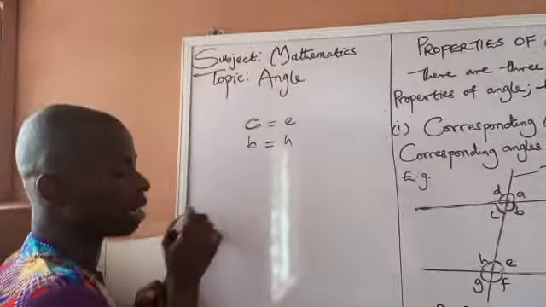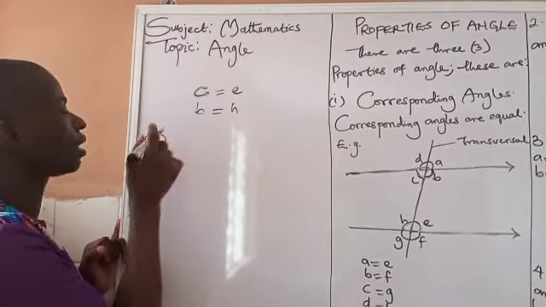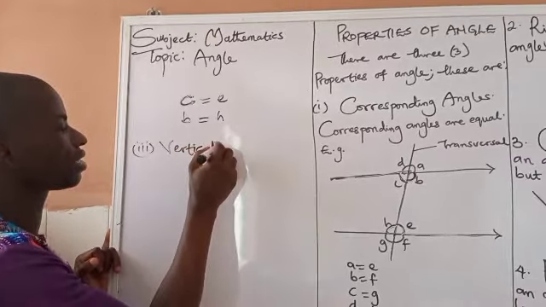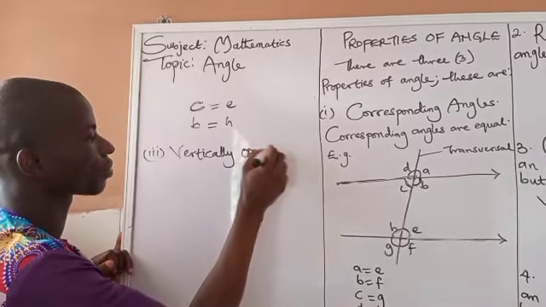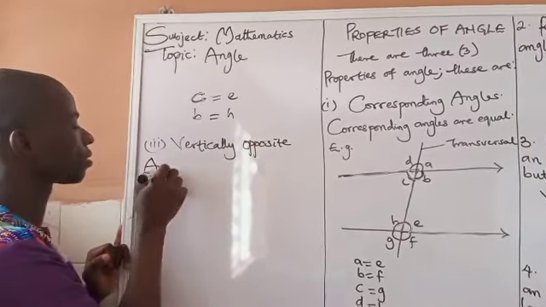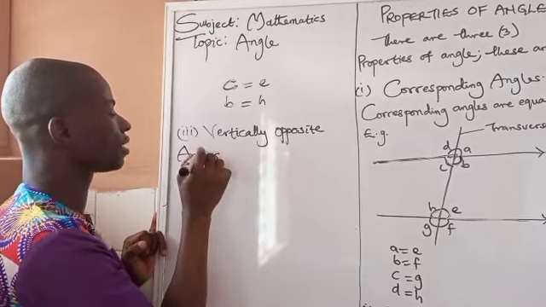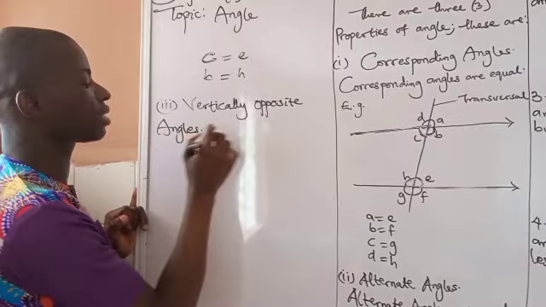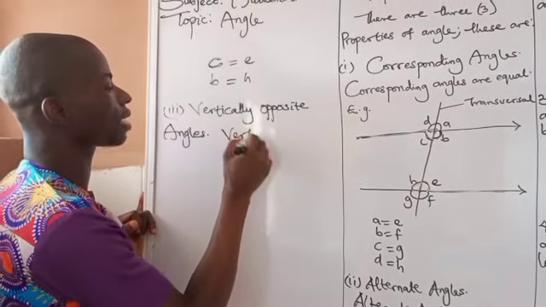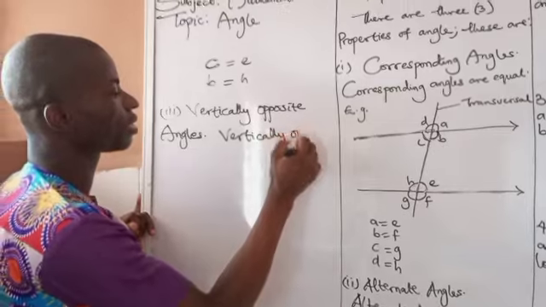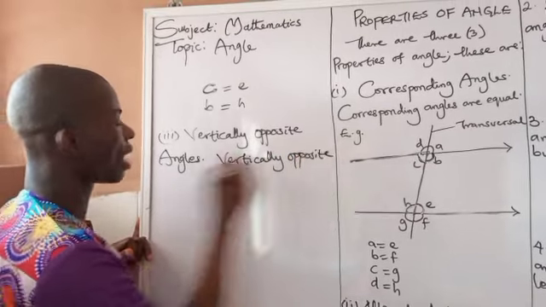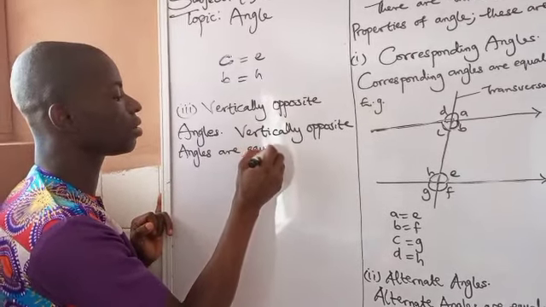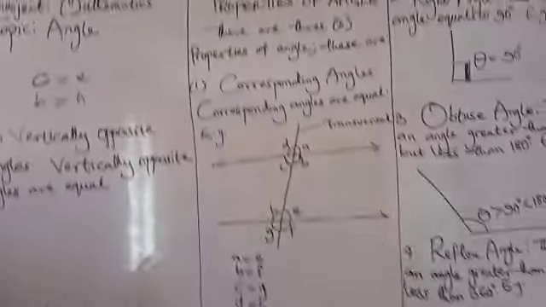So the third property that I'm going to make conspicuous to you is what I call vertically opposite angles. Vertically opposite angles are equal. Vertically opposite angles are equal. Now, let's go back to the diagram.